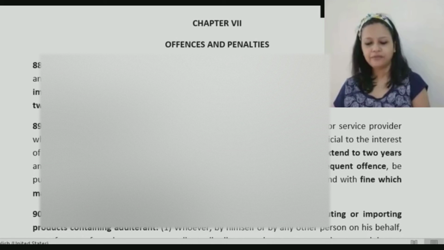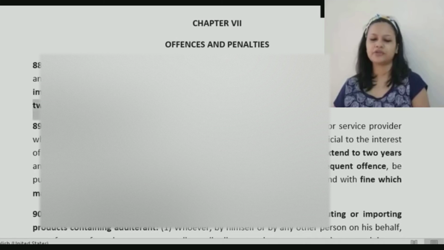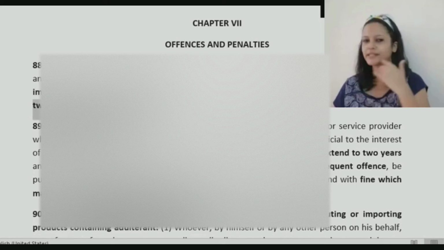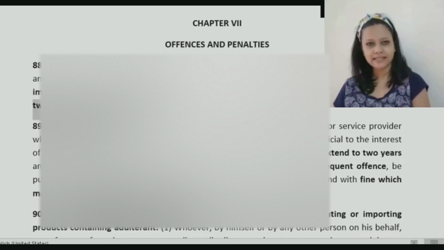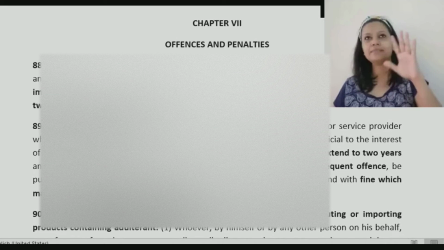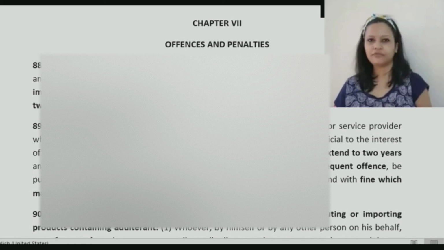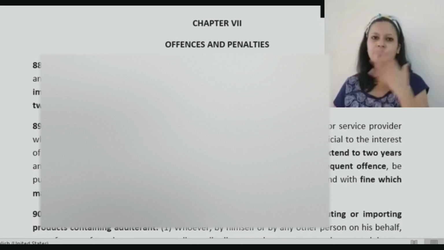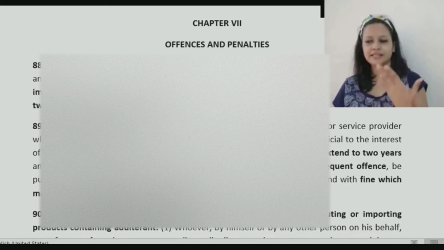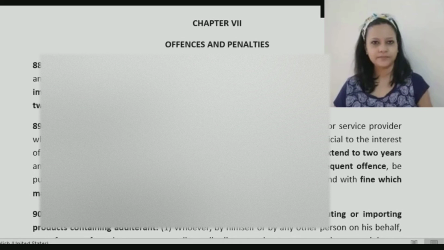For the fine, which may extend to 20 lakh rupees, the limit is mentioned: within 20 lakh rupees, it can be any amount. Plus, if the offense is more serious, the maximum is 6 months of imprisonment plus 20 lakhs of fine. All right, and in between, whatever the court feels is the right thing, they will do it.